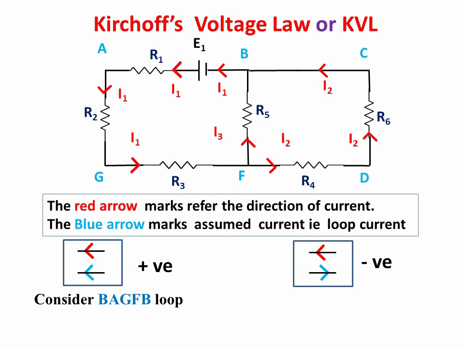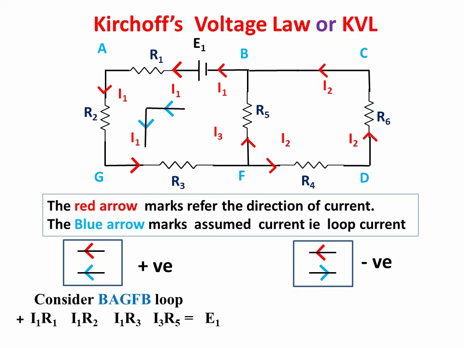Can we see? Consider BAGFB, the first square, anticlockwise direction. So I choose the loop like that. So I have to draw a blue current according to this, B to A, then A to G. B to A, look at that. The blue and red arrow both are in the same direction, so you have to give the positive I1 R1.